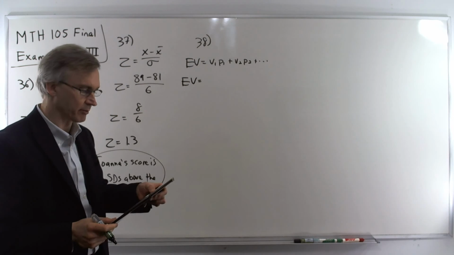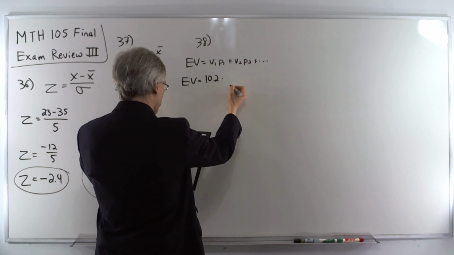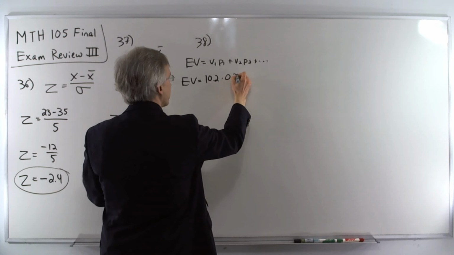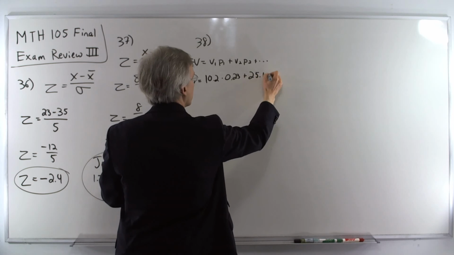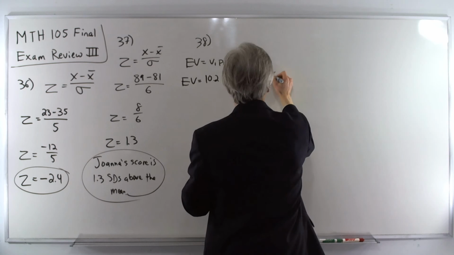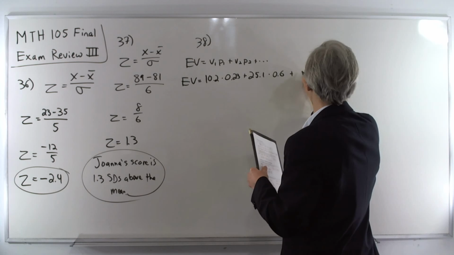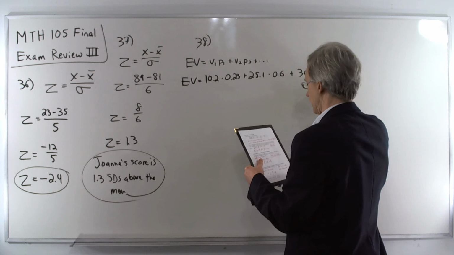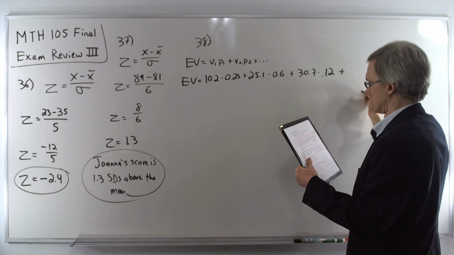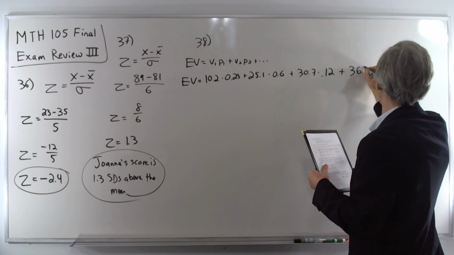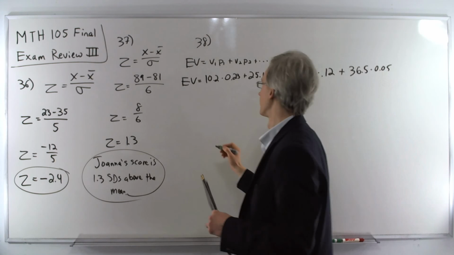So in this case, the first outcome is 10.2, so that's the value. 10.2 times the probability, 0.23, plus second outcome, 25.1, times 0.6 for the probability, plus the next outcome is 30.7, times 0.12 for the probability, plus 36.5 is the outcome, times 0.05 for the probability.